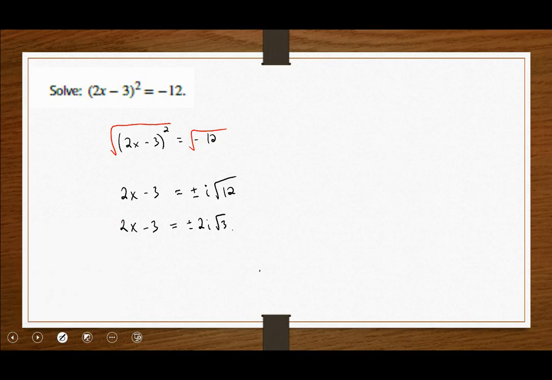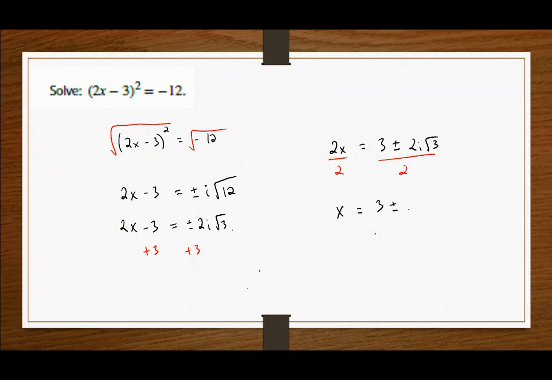We've got a few more steps in this case to isolate our variable all the way. By moving the constant to the same side here, we end up with the expression 2x equals 3 plus or minus 2i square root of 3. Lastly, we can divide by our coefficient to get the solution you see here. And again, we could write this in a couple different formats.